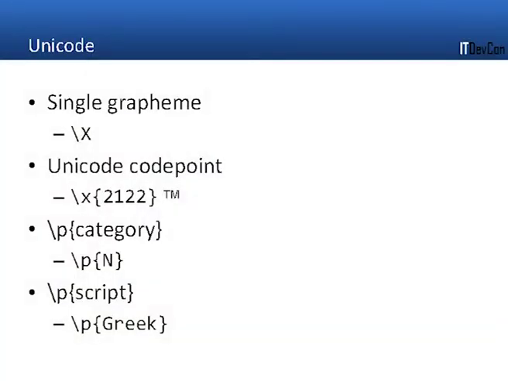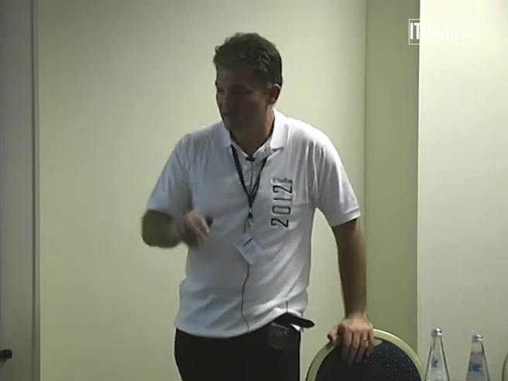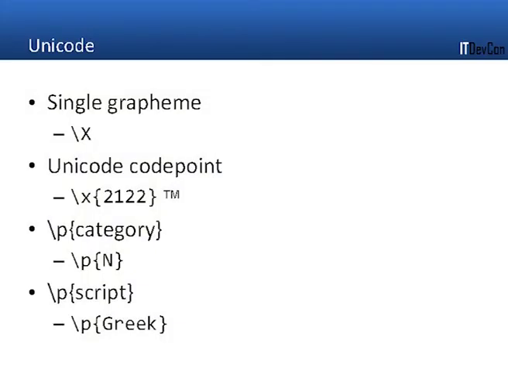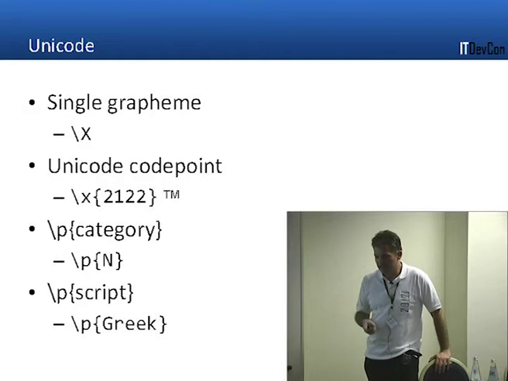Then we have the Unicode support. Here is where things get complicated. But let's say you can match a single grapheme, not a single character code, but basically a character form. You can specify specific code points. For example, 2122 is the trademark character. You can specify Unicode categories. In Unicode, every character is assigned to some category.